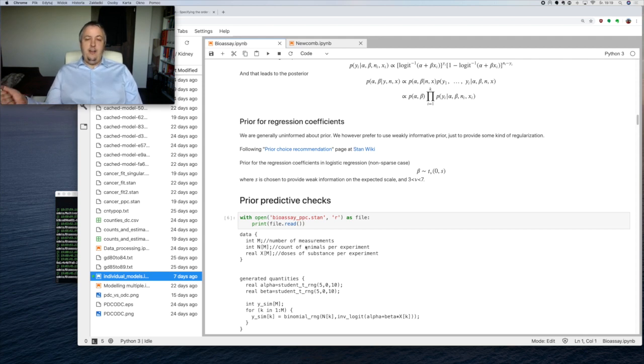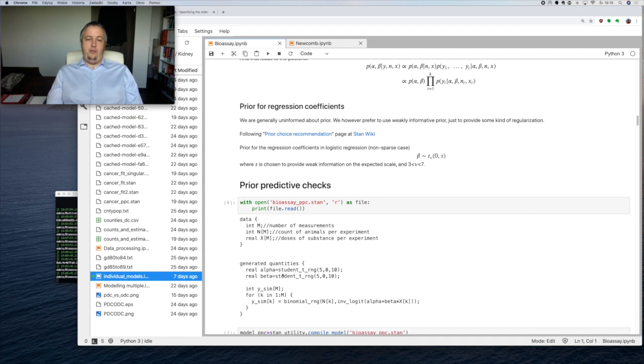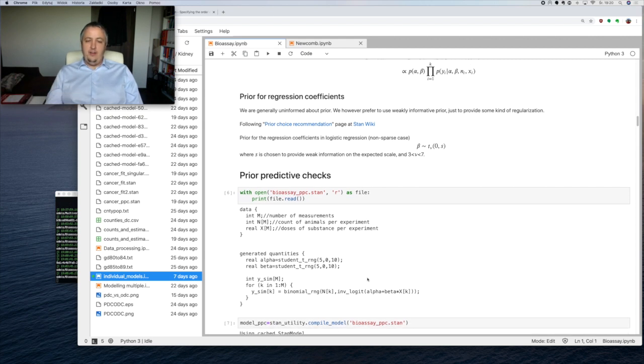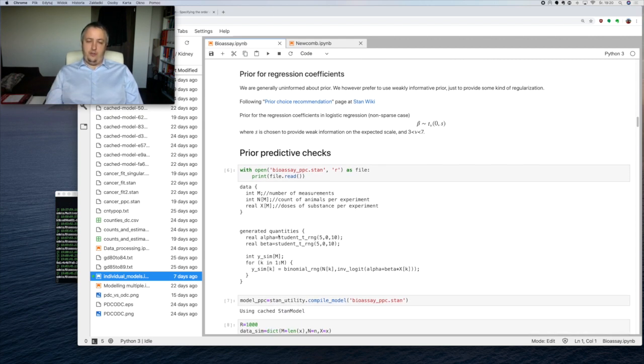Our model is general, and we provide it with doses of substance per experiment we'll be using from our real data, actual doses. For parameters alpha and beta, we will be sampling them from the student t distribution with 5 degrees of freedom, because 5 is a number well in the 3 to 7 interval, and we assume the scale is 10, so we'll have very well spread of parameters.